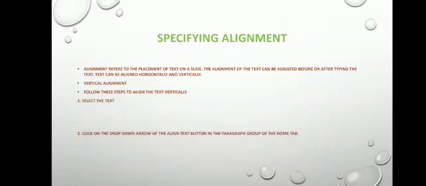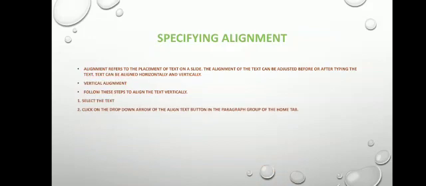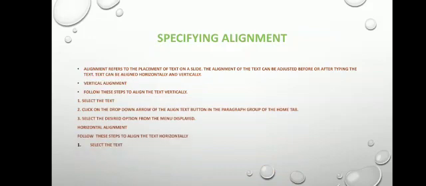Select the text. Click on the drop down arrow of the Align Text button in the paragraph group of the Home tab. Select the desired option from the menu displayed. Horizontal alignment. Follow these steps to align the text horizontally. Select the text. Select any option like align left, center, right and justify in the paragraph group of the Home tab.